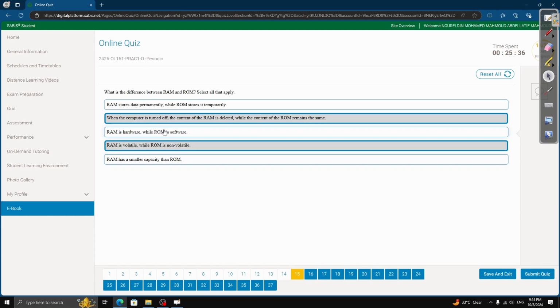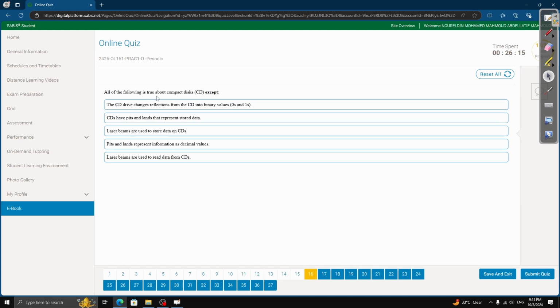RAM is hardware while ROM is software. This is false. Both are hardware. And this one we already answered. RAM has a smaller capacity than ROM. This is false, and ROM only usually contains a few lines of code when compared to RAM. Your RAM is usually 32 gigabytes or gigabits or whatever.